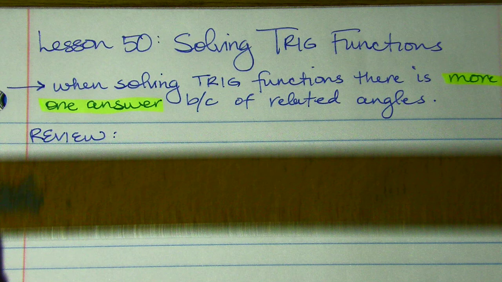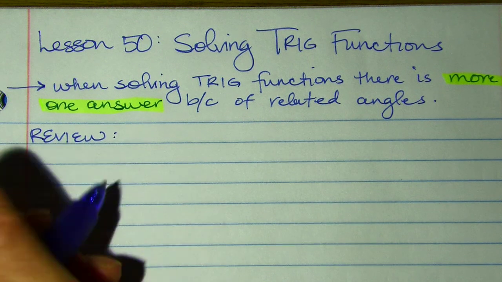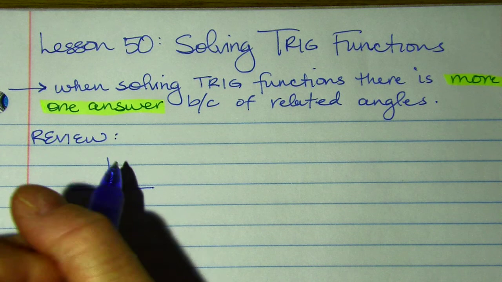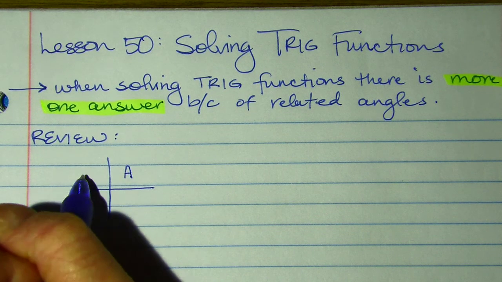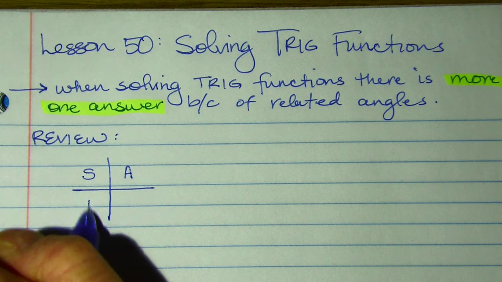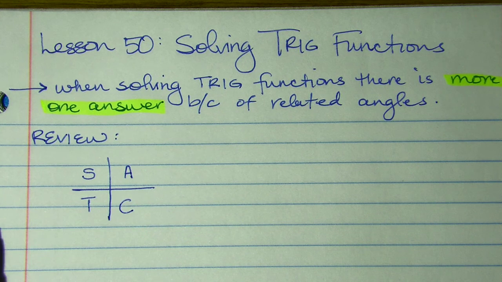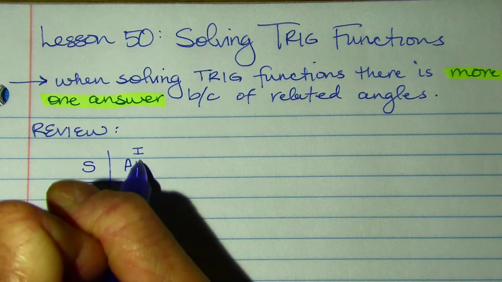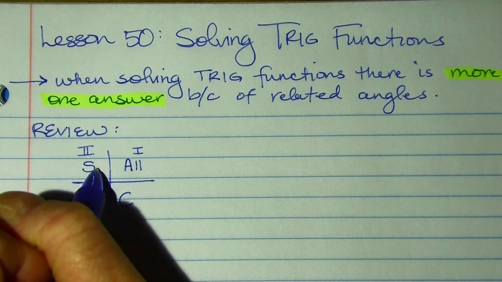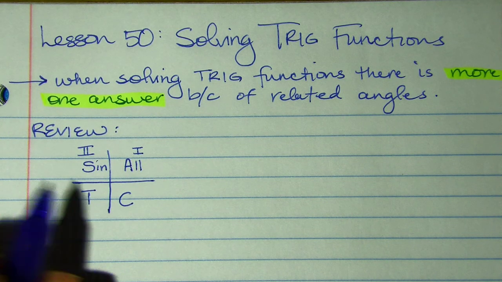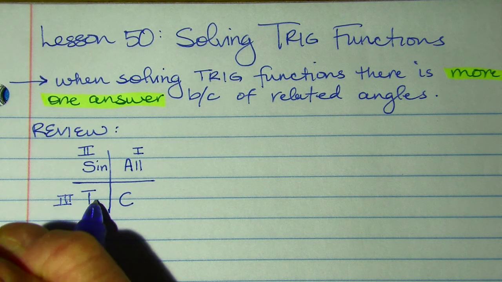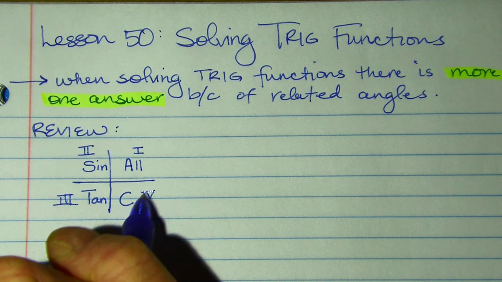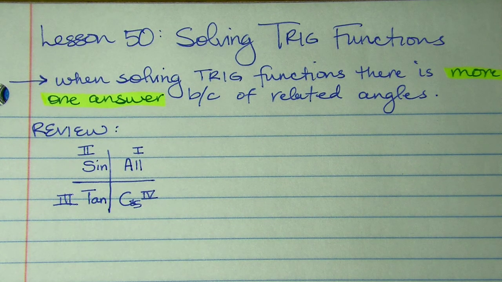A couple things I want to review because you're going to need to know the sign of our angles. So remember, in quadrant 1, it's all students take calculus. So beginning in quadrant 1, we have all trig functions. Quadrant 2 is sine and its reciprocal functions. Quadrant 3, tangent is positive. And in quadrant 4, cosine is positive.